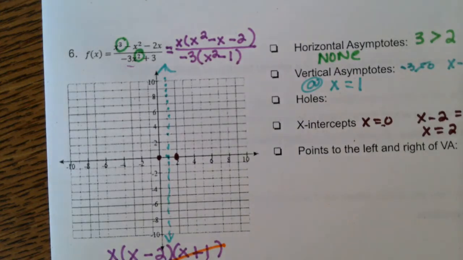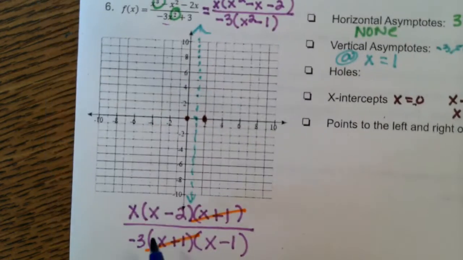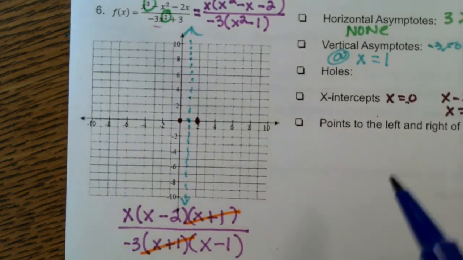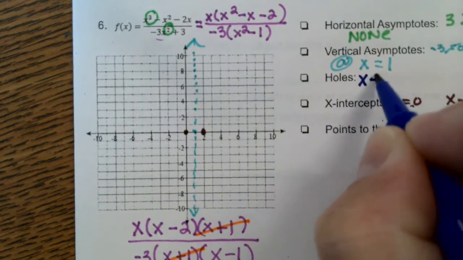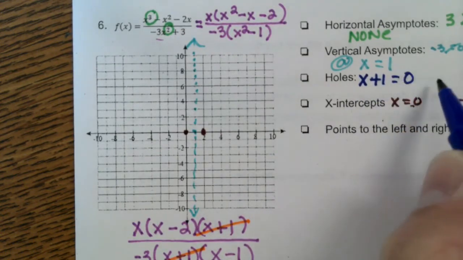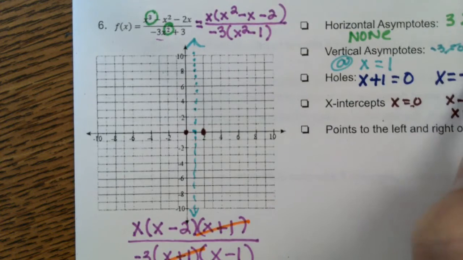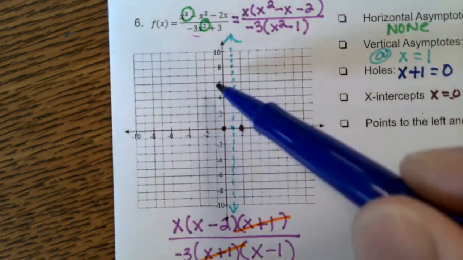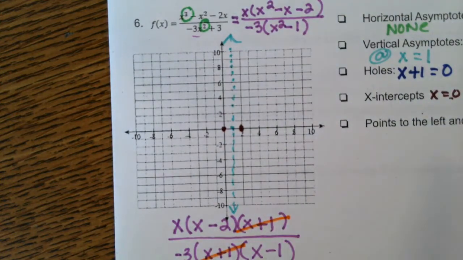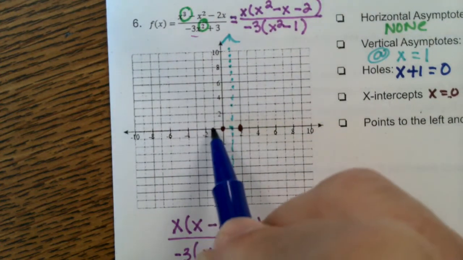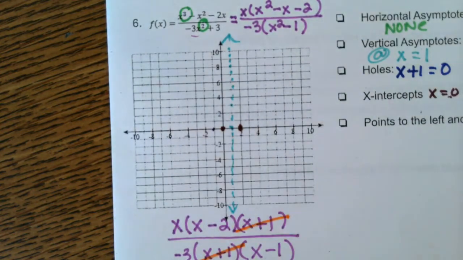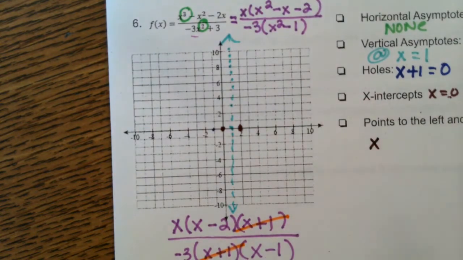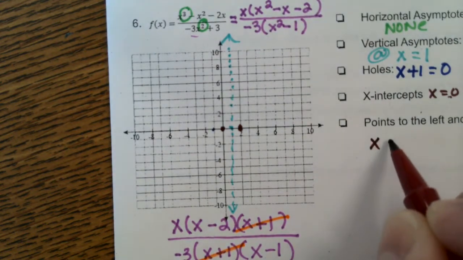All right, so holes. As I said before, this factor in the denominator crossed off, so I have a hole at x equals negative 1. Now, I cannot put that there yet because I'm not sure exactly where that's going to be, but we have to remember that at negative 1, I've got something special going on, okay? So now I'm ready to pick some points to the left and the right and see what happens.